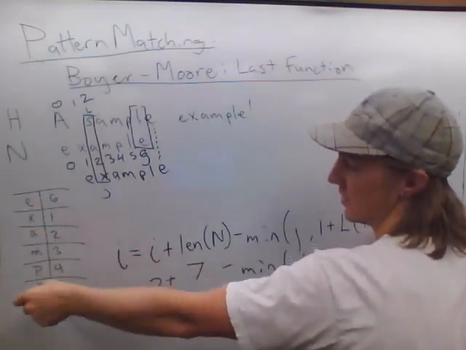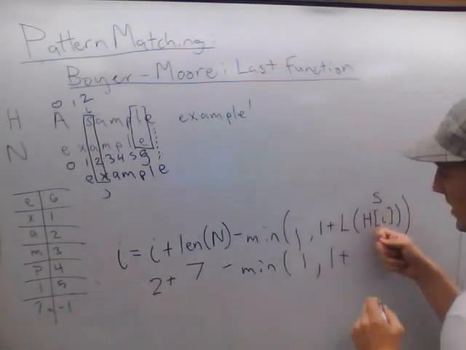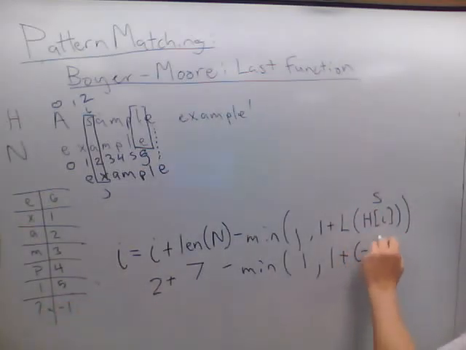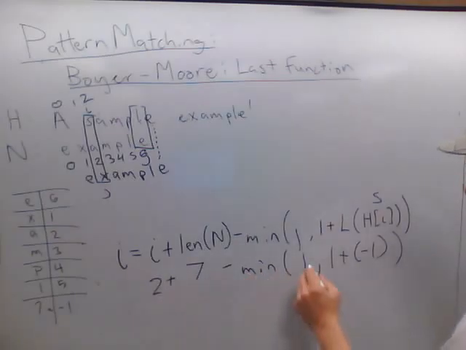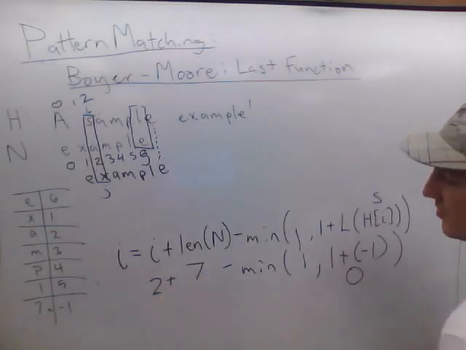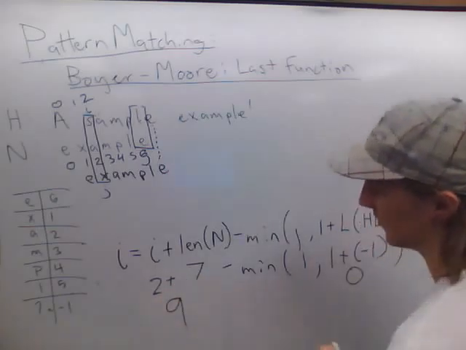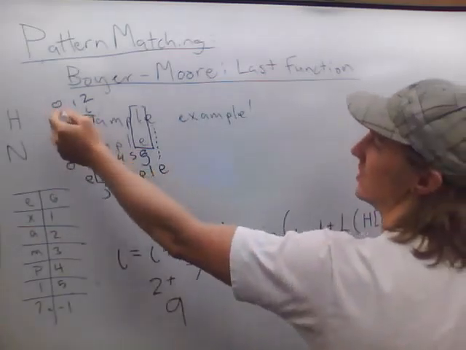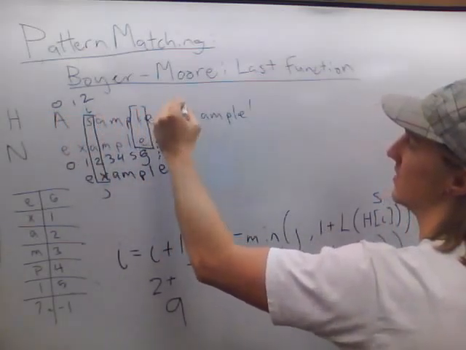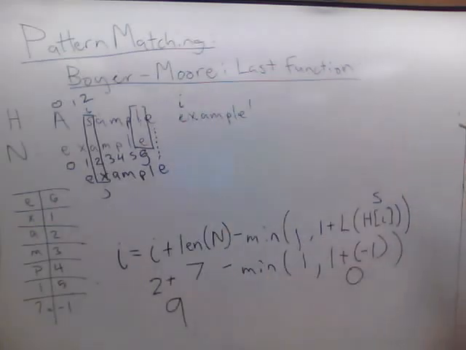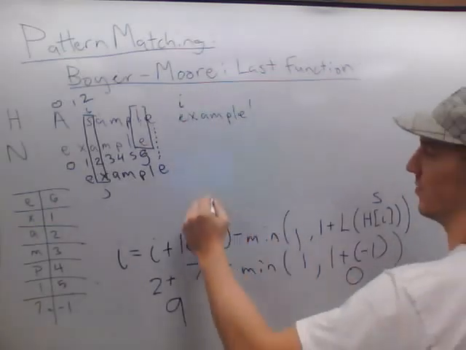It's one of the characters that's undefined, so we plug in -1. So 1 plus -1, this turns out to be 2 plus 7 minus, and our minimum is 0 right here. So 2 plus 7 is our new index, 9. So 0, 1, 2, 3, 4, 5, 6, 7, 8, 9. Okay. So we're going to line up by J.